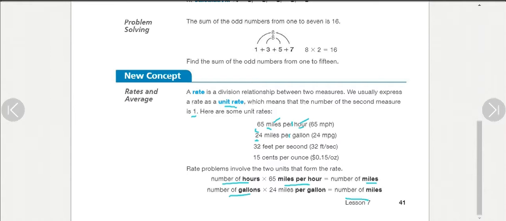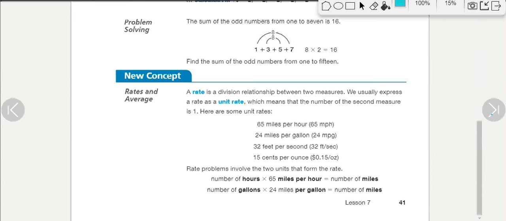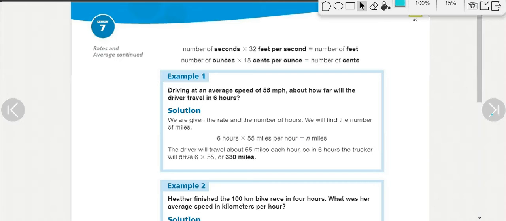If we multiply, I put the rate here. Okay, following. That leaves us with these next ones. Feet per second. You can multiply the number of seconds by the rate to get the number of feet. And cents per ounce, a good one for the grocery store.